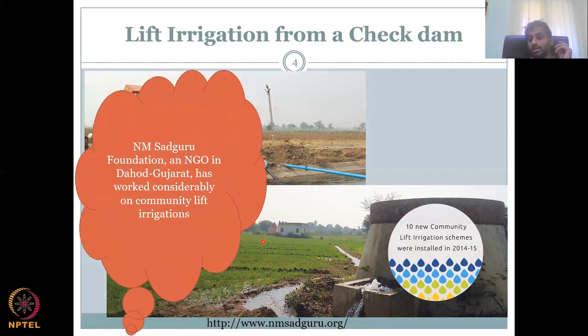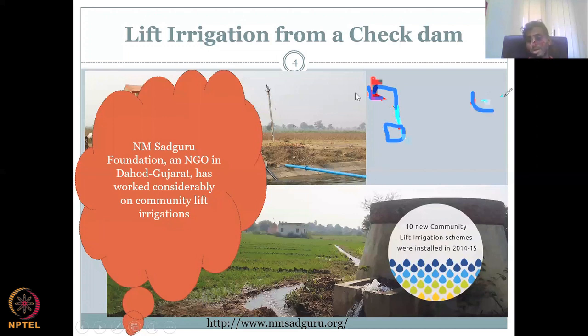Okay, so as I said, this foundation has worked really well. It's an NGO. The link has been given in the bottom. You could go and check how they work. And you could see that, for example, they have the channel coming here, and then there is a land which is right here, okay? And then the water is around here. So how do you get water here? That is the point. And what they did is they built these lift irrigation schemes so that they could pump the water up to the land.